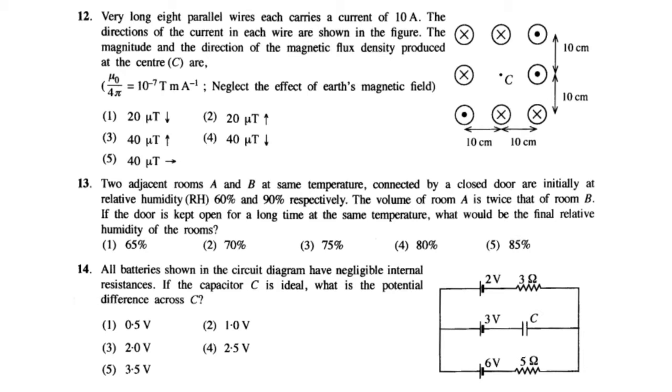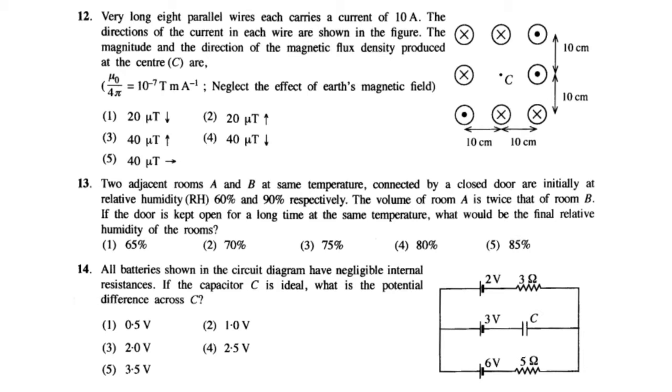When the door is open, the air will mix together and we can find the new relative humidity. That is equal to M1 plus M2, the total water vapor inside the room, divided by the mass of water vapor needed to saturate the two rooms, which is 3M, multiplied by 100. So the answer is 70%. Answer 2.